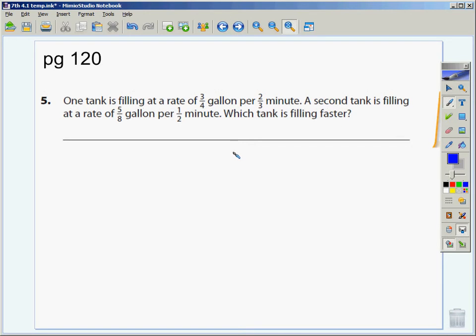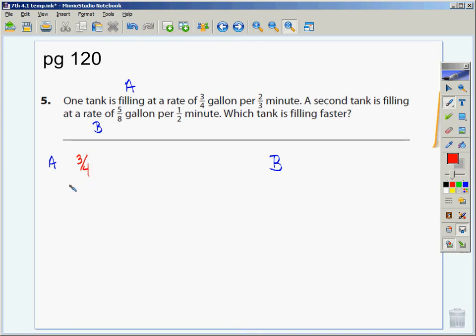Let's take a look at number 5 on page 120. One tank is filling at a rate of 3/4 of a gallon in 2/3 of a minute. A second tank is filling at a rate of 5/8 of a gallon in a half a minute. Which tank is filling faster? I'm going to call this tank A. I'm going to call this tank B. In order to compare them, I have to make sure that I'm comparing unit rates to see which one's filling faster.